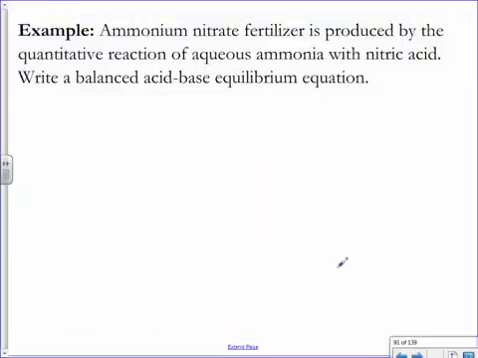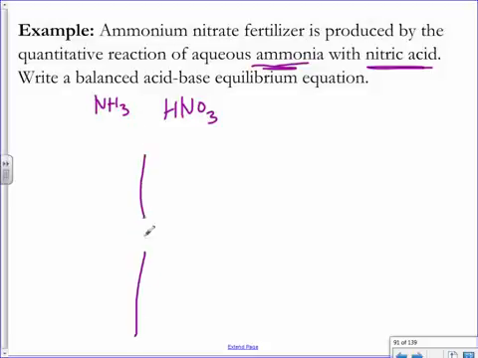What happens if we take ammonium nitrate fertilizer? Actually, no, it says ammonium nitrate fertilizer is produced. So what it's saying is, what if we take ammonia and nitric acid? What's going to happen? Okay, so do something similar to the electrochem unit. Write out what we've got. We've got ammonia. We've got nitric acid. Find them. Whereabouts on the table are they located?